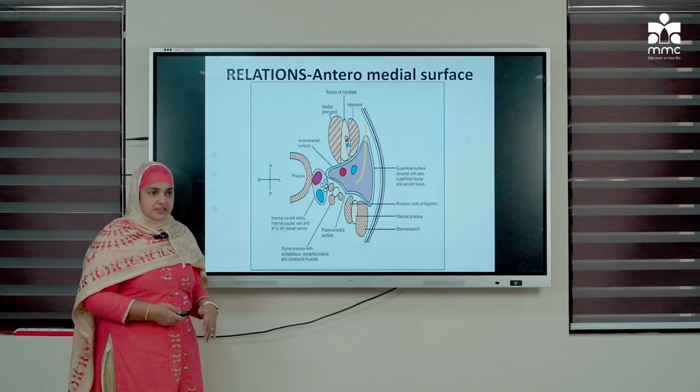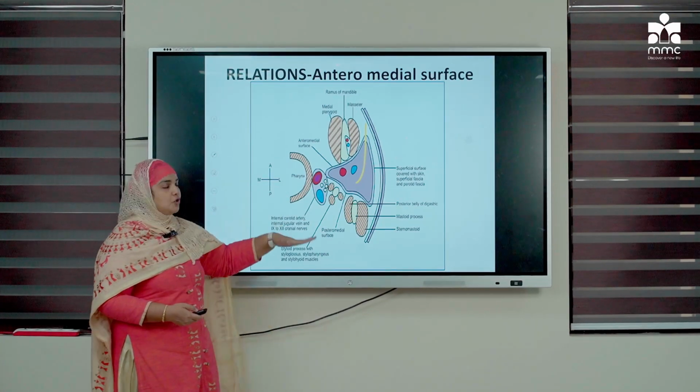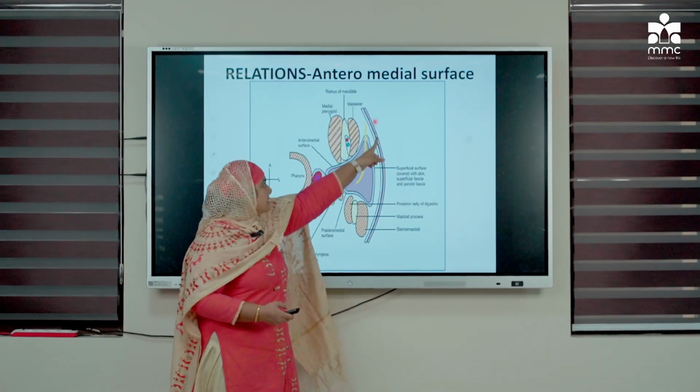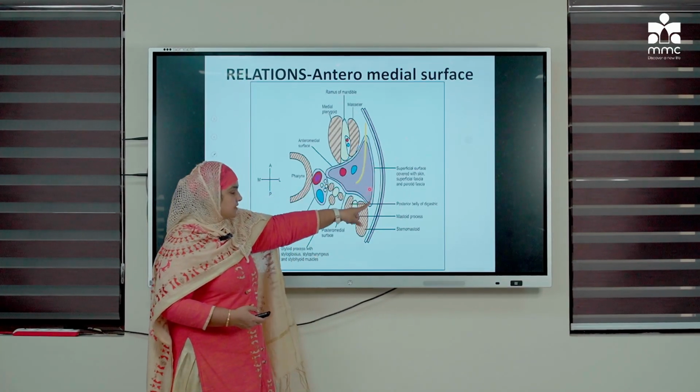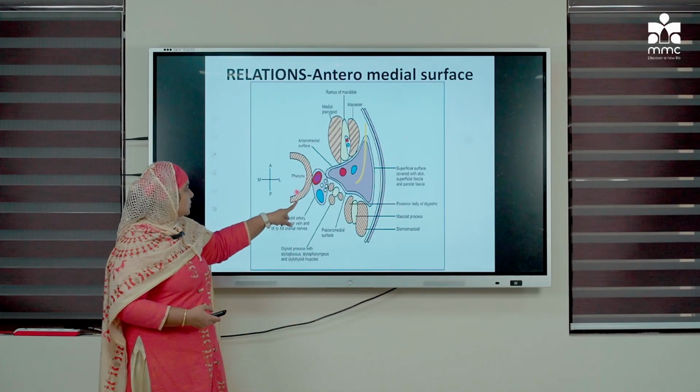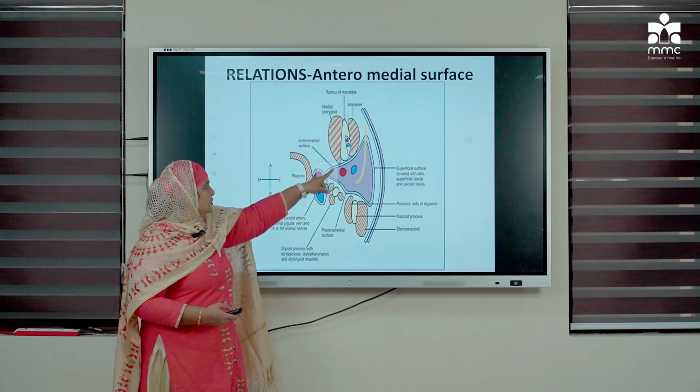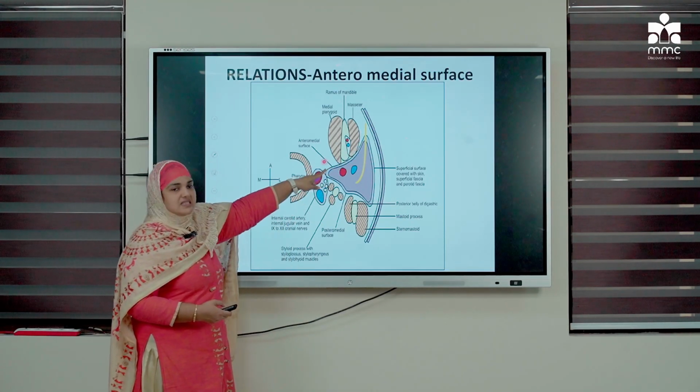What about the anterior medial surface? So in this diagram, which is the anterior medial surface? This is the skin, so this should be the superficial surface. This is the pharynx, so this has to be the medial border. So this is the anterior medial surface.